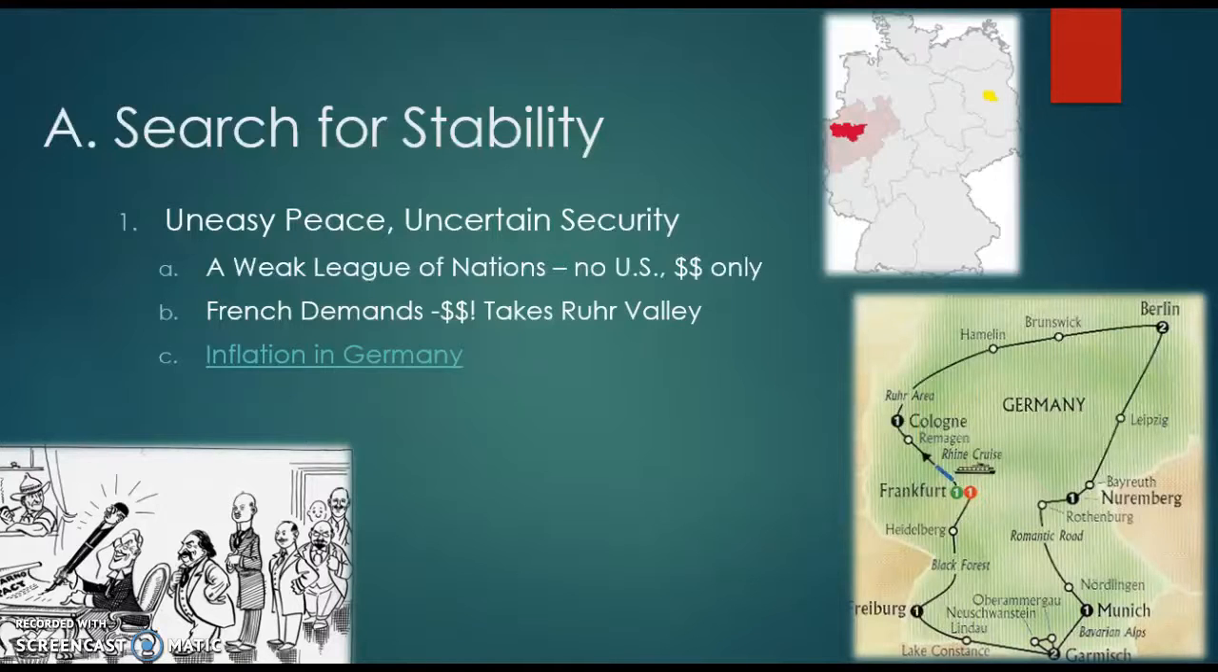It then coordinated Germany's annual payments with its ability to pay. The Dawes Plan also granted an initial $200 million loan for German recovery. This loan soon opened the door to heavy American investment in Europe.